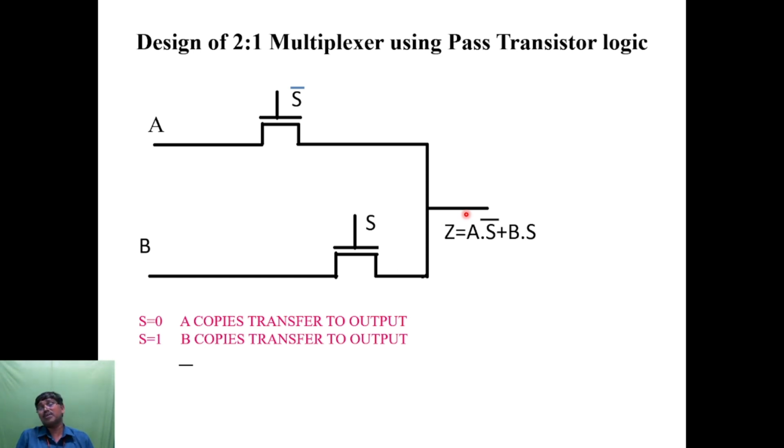By using pass transistor logic to design a 2:1 multiplexer, the number of transistors will be less. When the number of transistors is less, definitely power consumption is less and speed will increase. That is the concept behind this. Here when S is 0, A is copied and transferred to the output. When S is equal to 1, B is copied and transferred to the output.